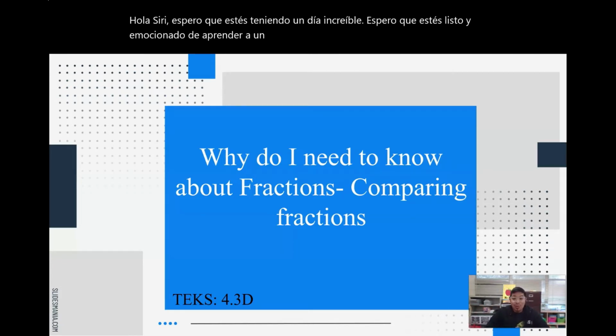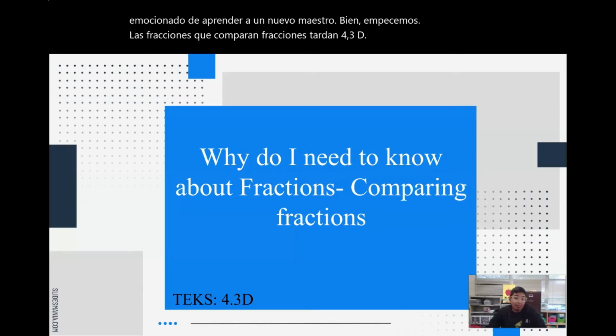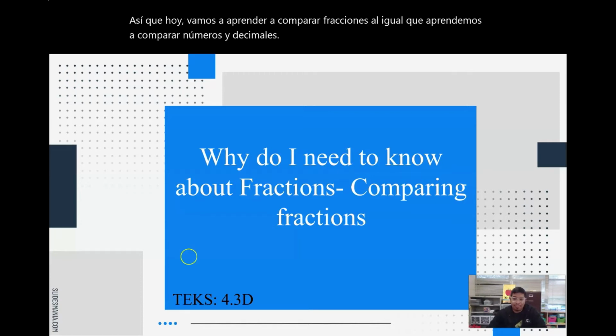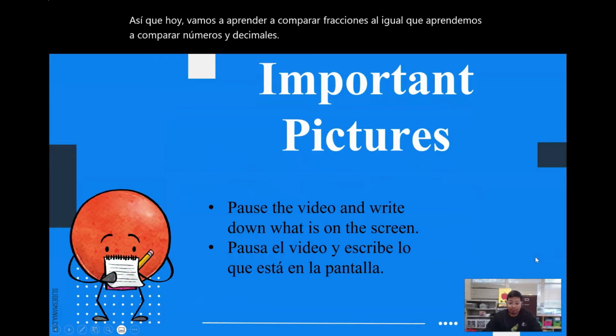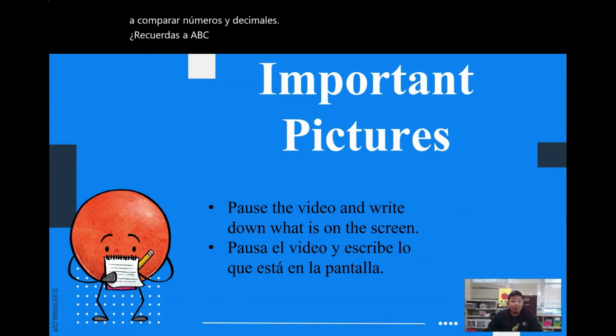Let's get started. Why do I need to know about fractions? Comparing fractions, TEKS 4.3D. So today we're going to be learning about comparing fractions, just like we learned how to compare numbers and decimals. Remember, if you see this little guy, pause the video and write down what is on the screen, okay?